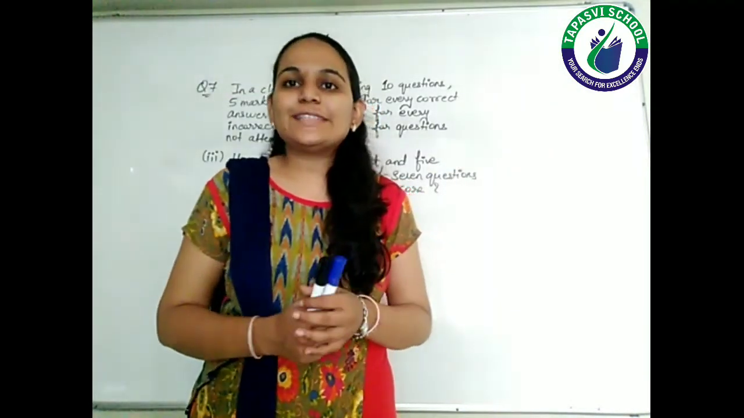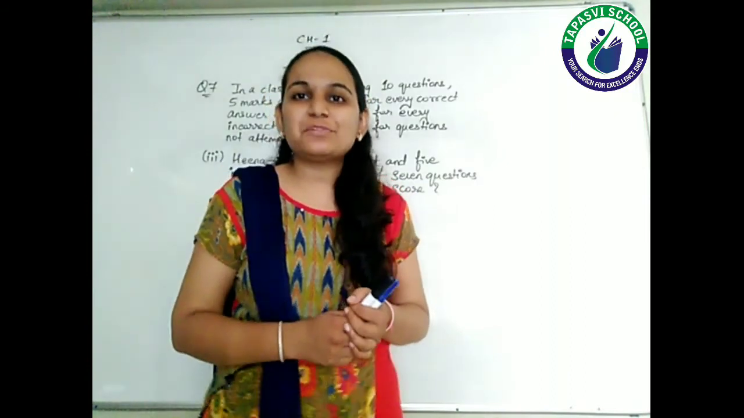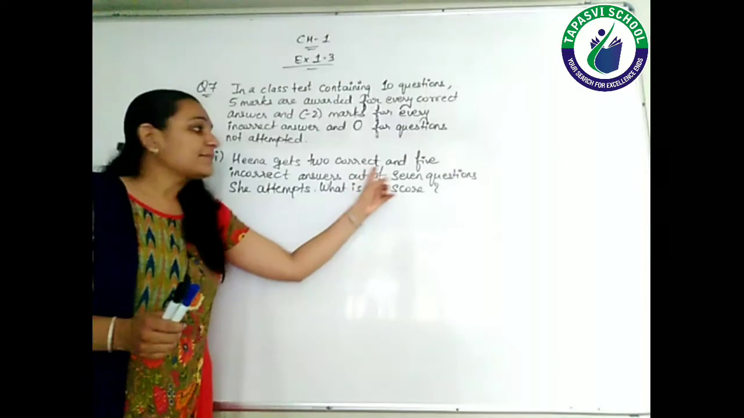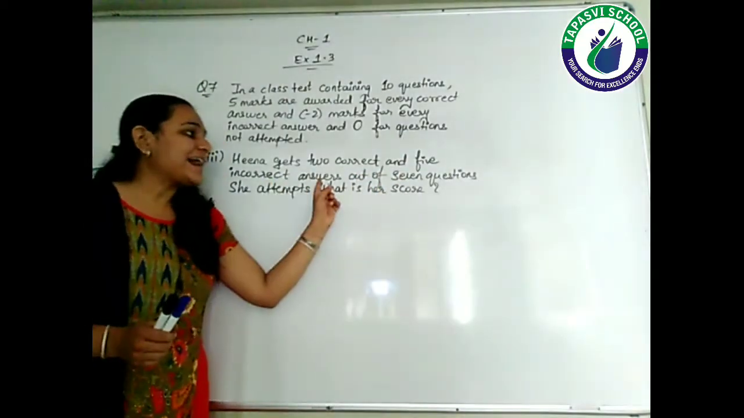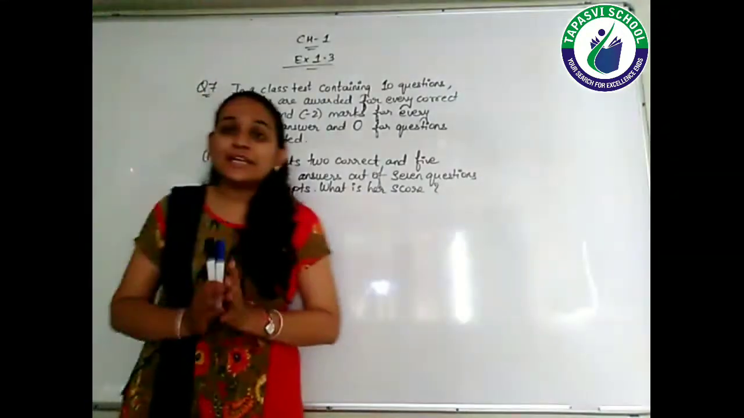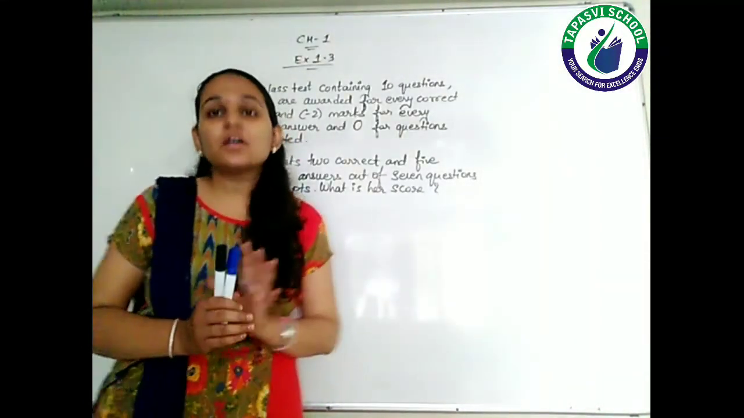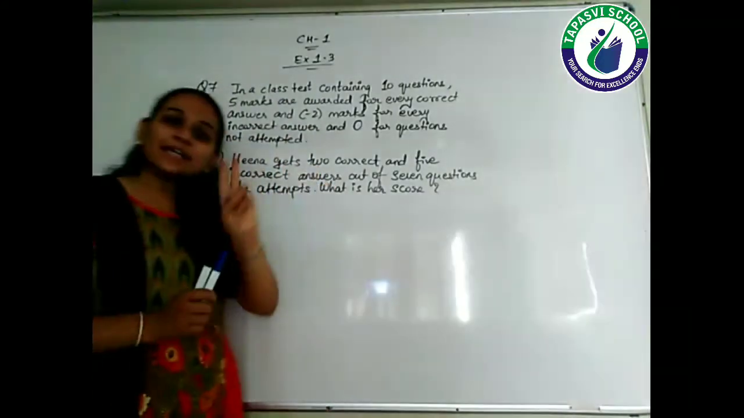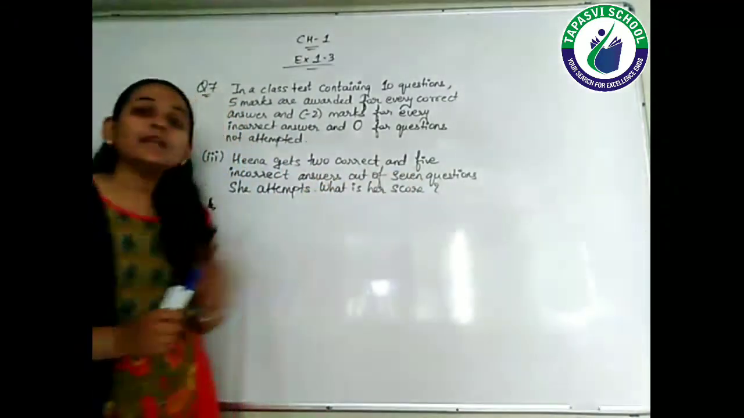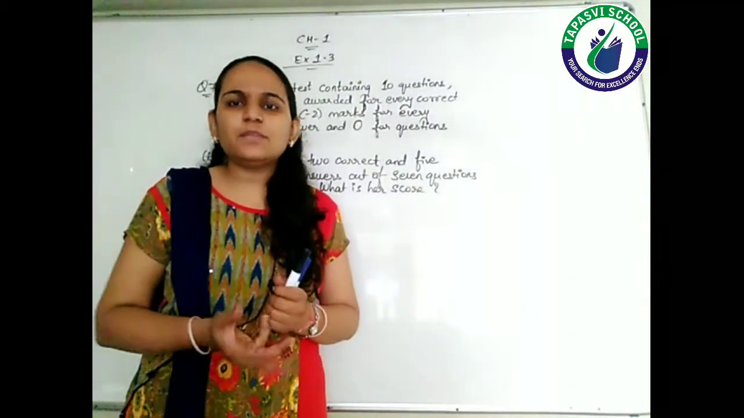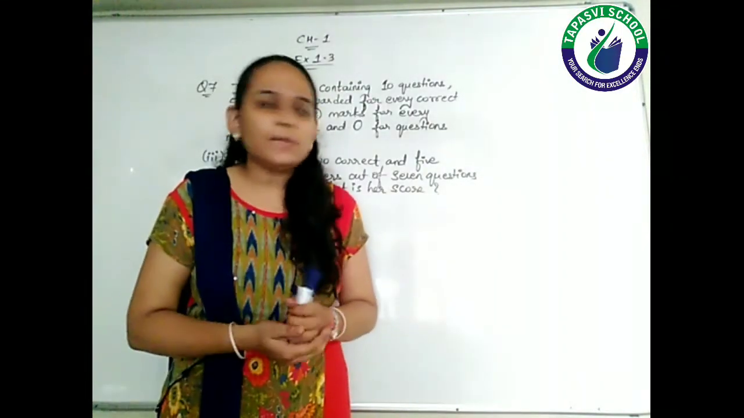Okay students, now let's see the third sub question of question number 7, that is Hina gets 2 correct and 5 incorrect answers out of 7 questions she attempted. That means Hina has attempted 7 questions. Out of 7 questions, her 2 answers are correct and 5 answers are incorrect. That means she didn't attempt the 3 questions. That is nothing to worry, right? Because that contains 0 marks only, right?